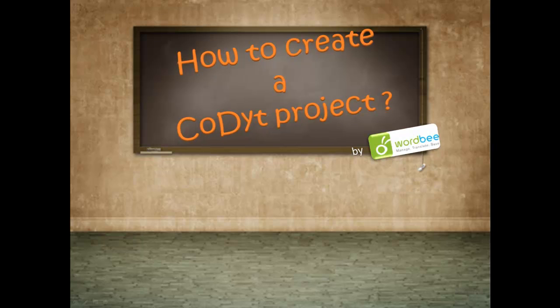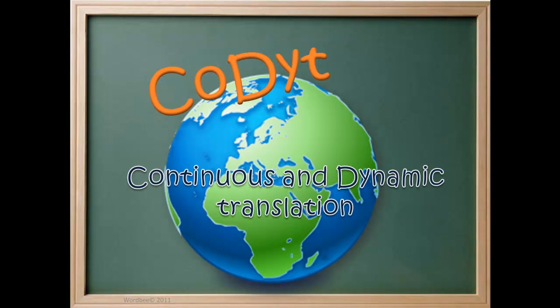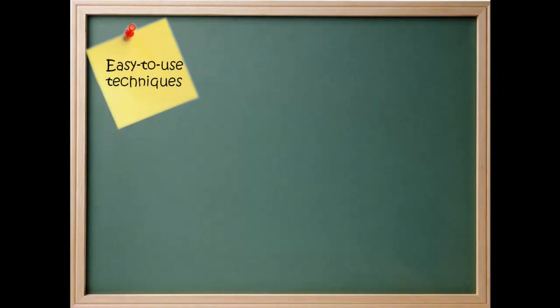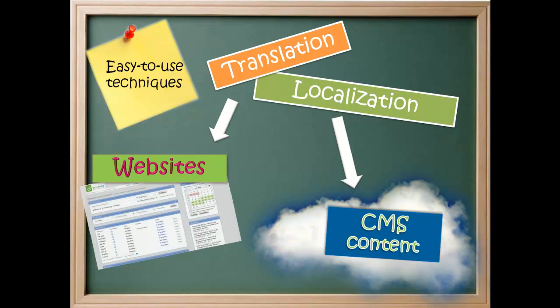Today I'm going to show you how to create a CoDyt project with Wordbee. CoDyt stands for Continuous Dynamic Translation, and it's a new type of translation management unique in the world. It provides easy-to-use techniques for your translations and was specifically designed to handle localizations and translations of CMS contents or websites.